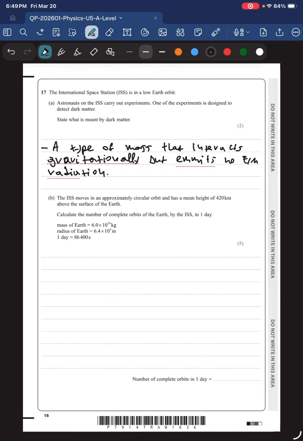B. The ISS moves in an approximately circular orbit and has a mean height of 420 kilometers above the surface of the Earth. Calculate the number of complete orbits of the Earth by the ISS in 1 day. And they give you the mass of the Earth, the radius of the Earth, and 1 day in seconds. So the sum of all forces is equal to the centripetal force that keeps this satellite in orbit. What's the force that keeps it in orbit? The gravitational force. So GMm over R squared is m omega squared R. m is the mass of the satellite and gets cancelled.